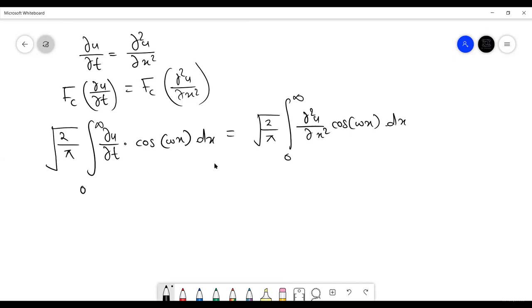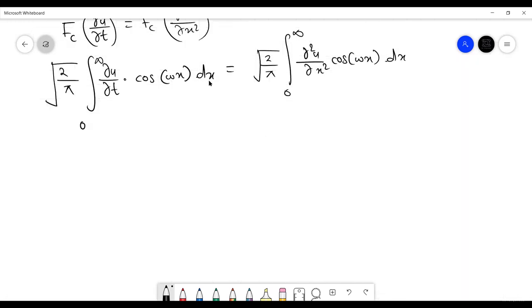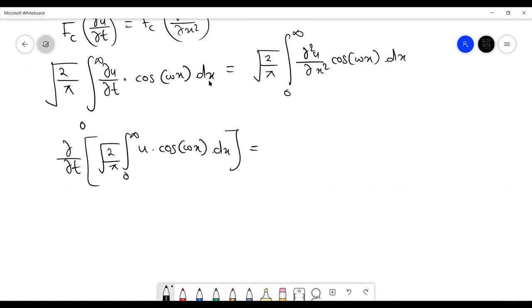Here you are integrating with respect to x, and the partial differentiation is with respect to t. So we can take the partial differentiation out. In that case, we can write the square root of 2 by pi, 0 to infinity, u times cos ωx dx. On the right side, this is equal to the square root of 2 by pi, and here we have to use integration by parts.